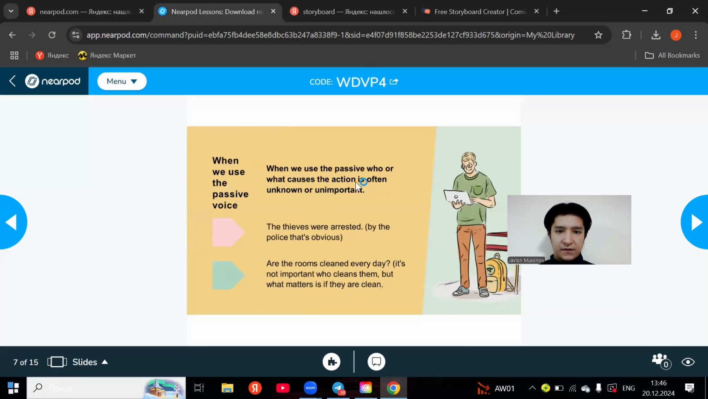When we use the passive voice, who or what causes the action is often unknown or unimportant. The thieves were arrested by the police, that's obvious. Are the rooms cleaned every day? It's not important who cleans them, but what matters is whether they are clean.